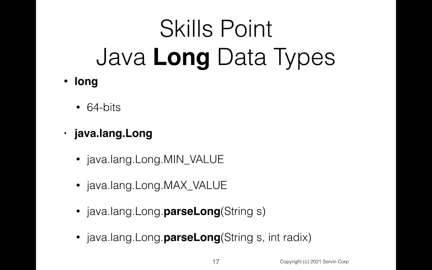The last of our integer data types is the long, being 64 bits, and it also has a java.lang.Long, a class that goes along with it. And we see, like the others, it has a MIN_VALUE, a MAX_VALUE. It has a parseLong, so you can give it a string and it'll turn it into a long value. And again, if you want to have the radix.